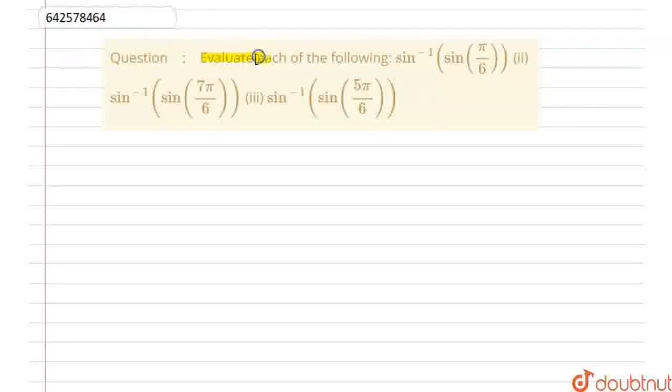The question says that evaluate each of the following: sine inverse of sine of pi by 6, sine inverse of sine of 7 pi by 6, and sine inverse of sine of 5 pi by 6. So, first of all, we have to draw the curve of y is equal to sine inverse of sine theta.